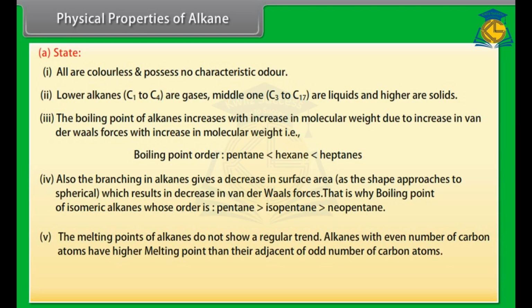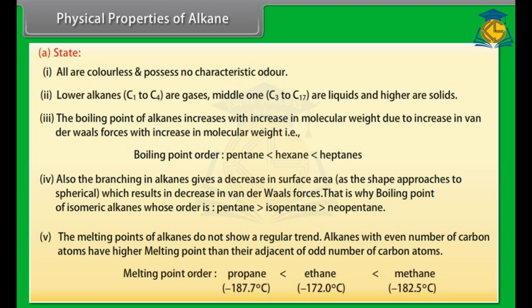Number 5. The melting points of alkanes do not show a regular trend. Alkanes with an even number of carbon atoms have higher melting points than their adjacent alkanes with an odd number of carbon atoms. Melting point order is propane is less than ethane is greater than methane.